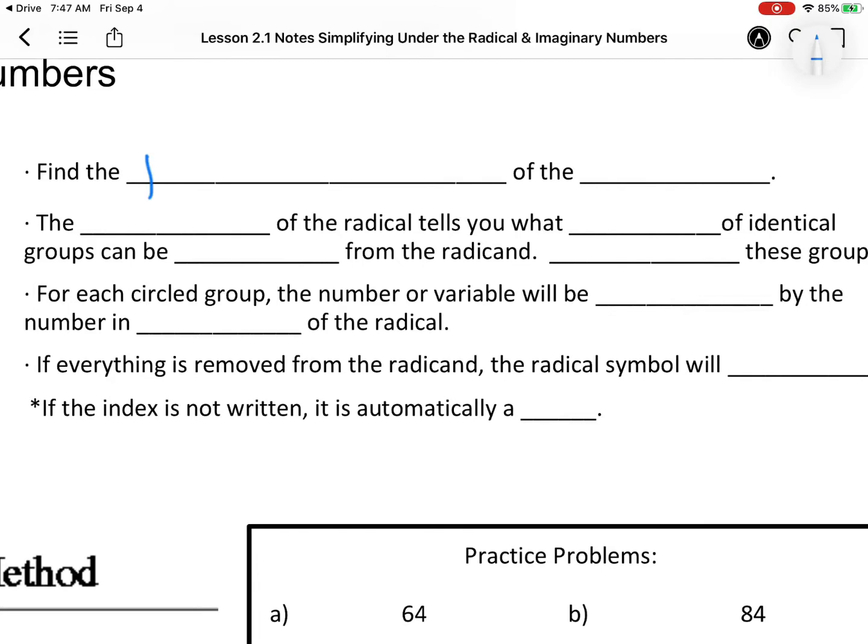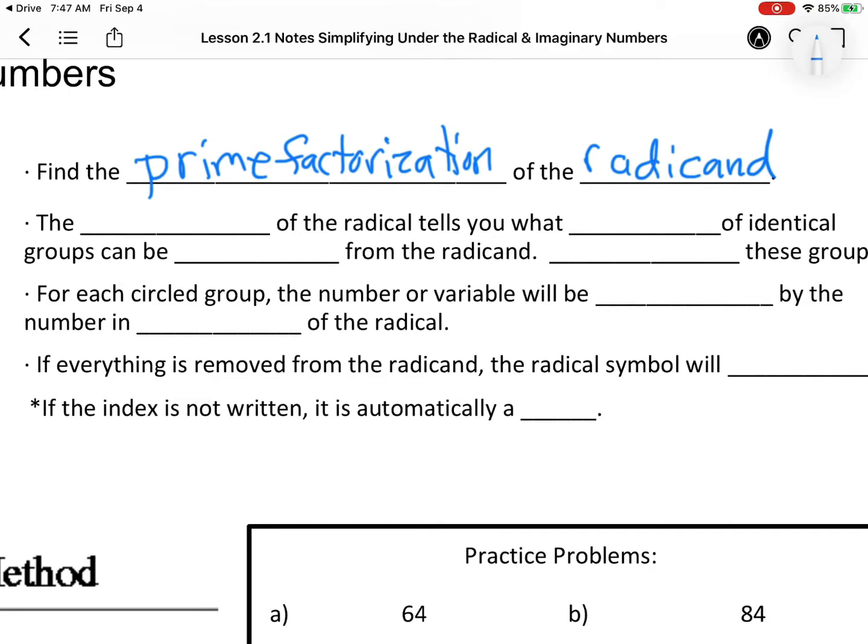So during this, we are going to find the prime factorization of the radicand. The index, which was that small number of the radical, tells you what size of identical groups can be removed from the radicand. Circle these groups when you do prime factorization. So circle.